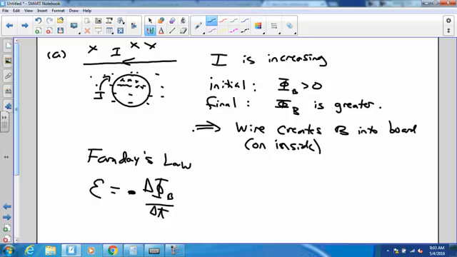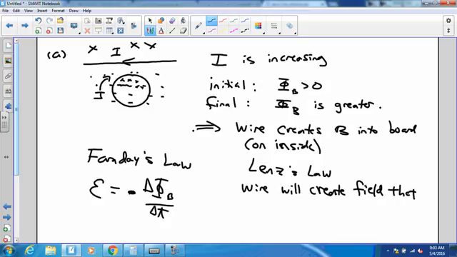What does negative mean in this context? Negative means in this context that it's going to generate a magnetic field in the opposite direction of the field that we have there. Now, from the perspective of Lenz's law, the wire will create field that opposes the change in flux. Our change in flux essentially is positive, because we're going from lower positive flux to higher positive flux. So my wire will create field that essentially creates negative flux. And that means that the field is in the opposite direction of the area vector, and there you go.